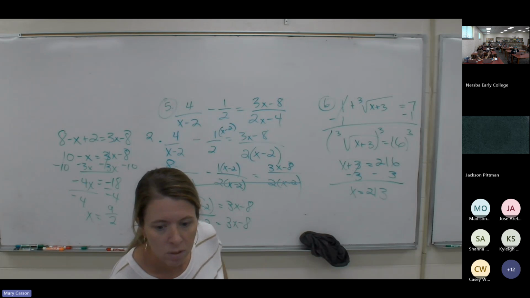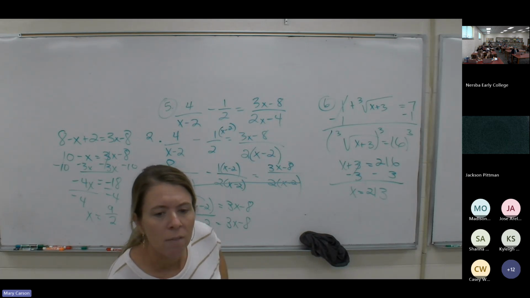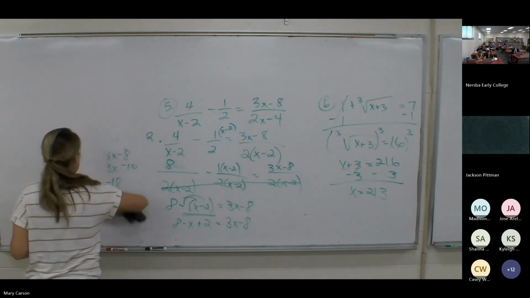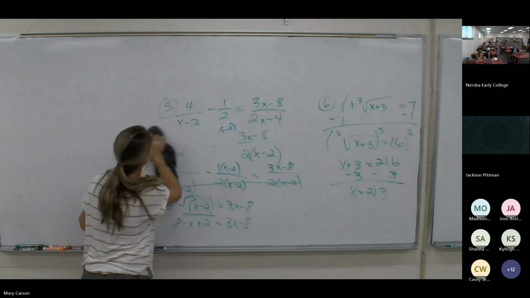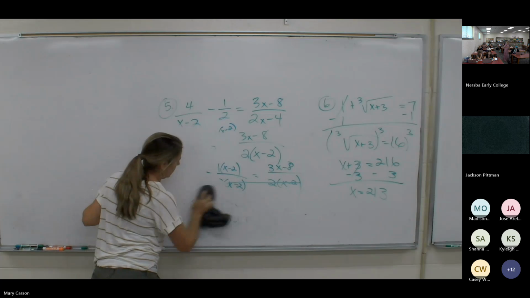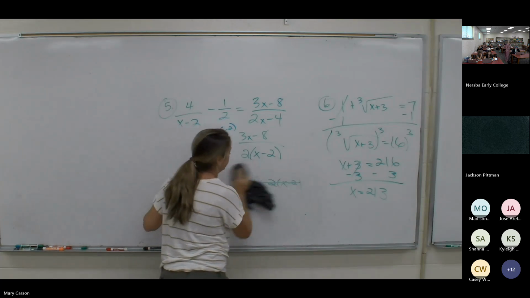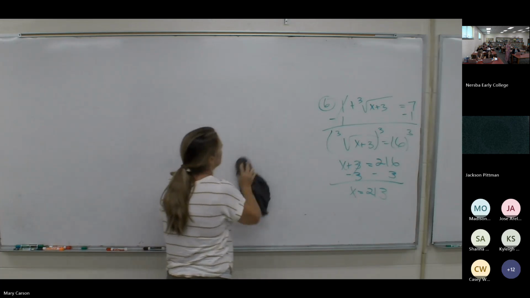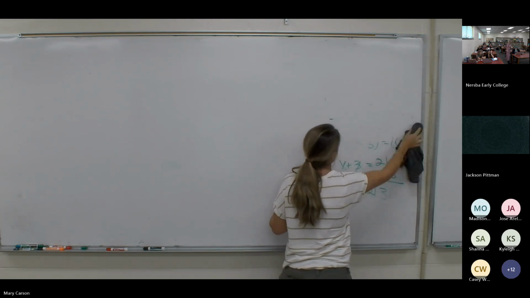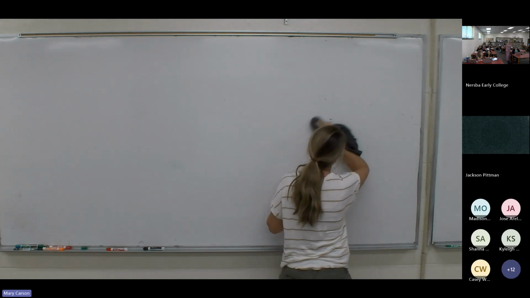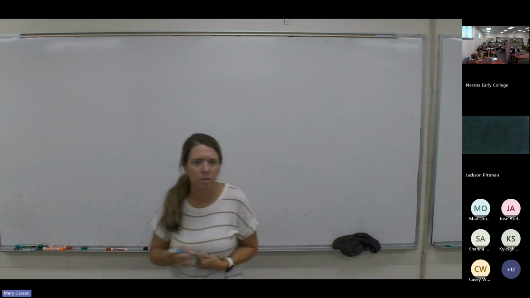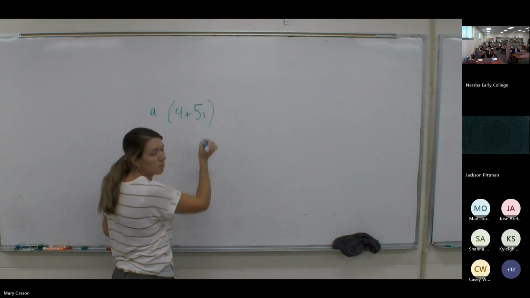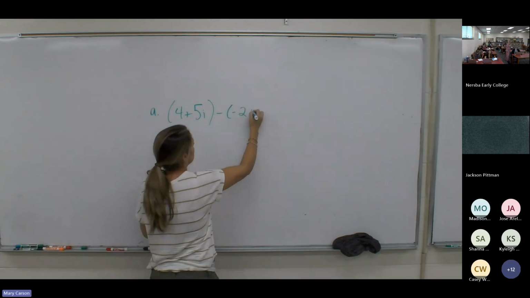We got a lot going on. All right, next problem is find each product or simplify. These are with our imaginary numbers, i's. Blue is harder to erase. All right, let's see. 4 plus 5 minus 2 plus 3.